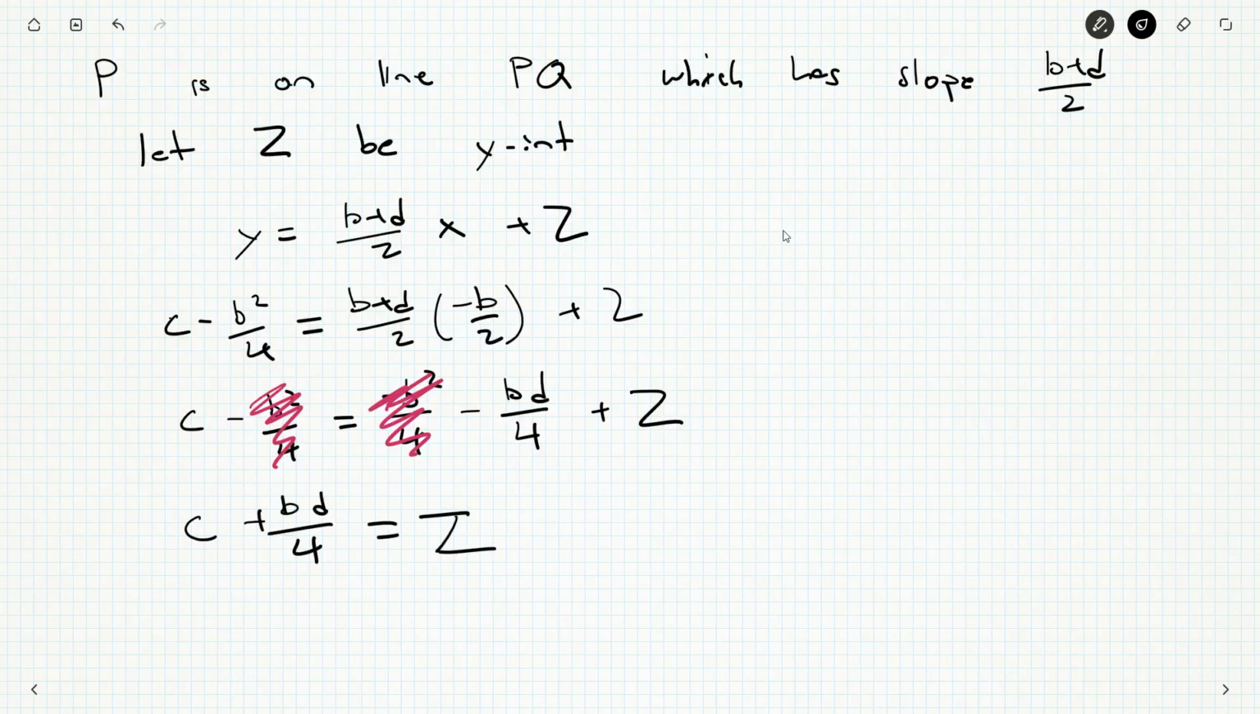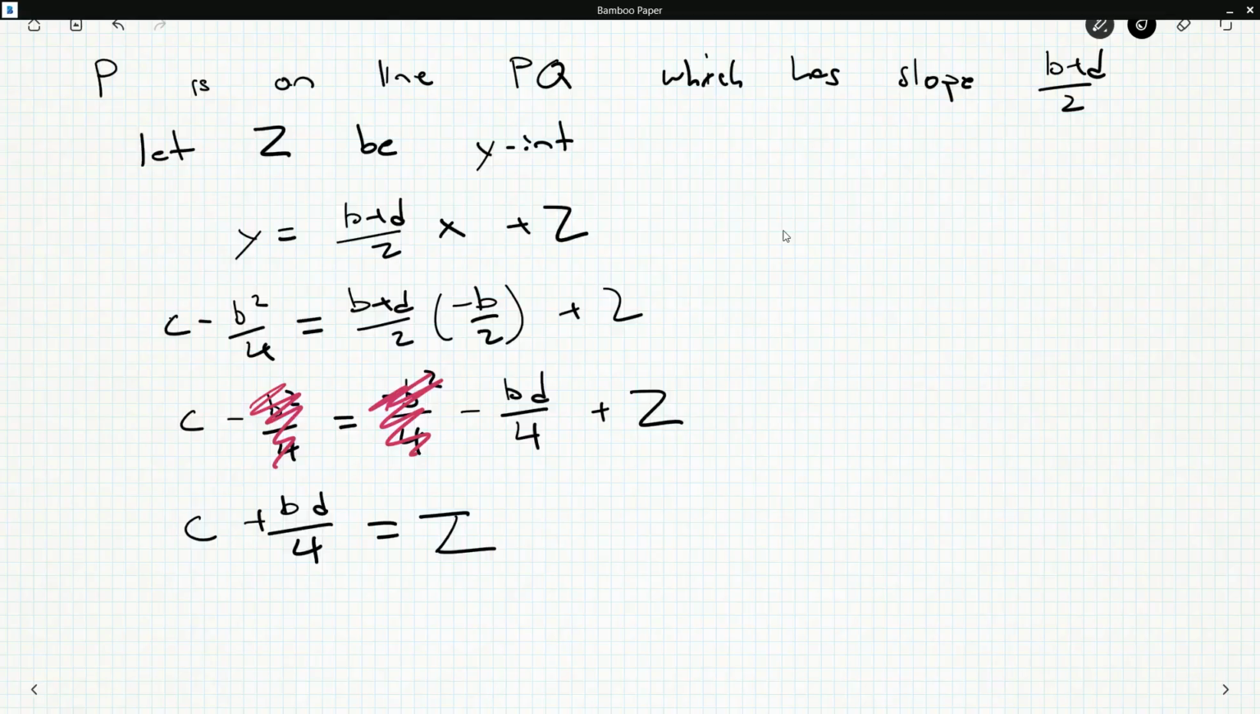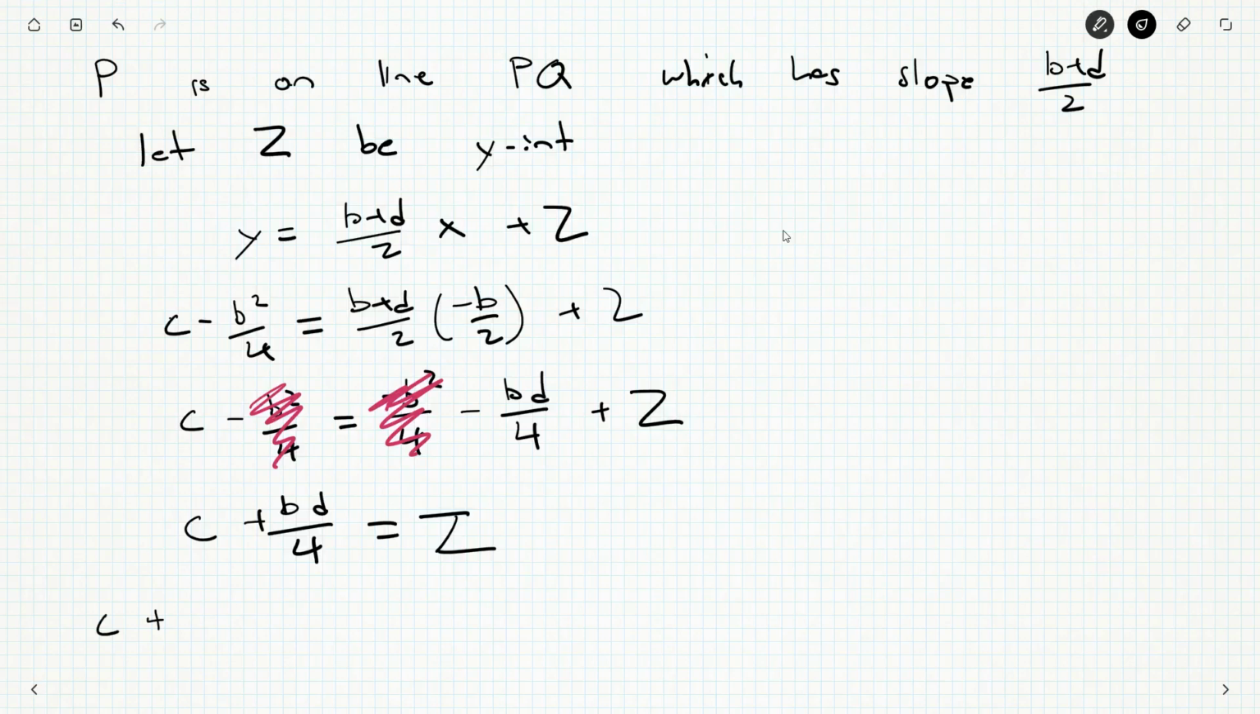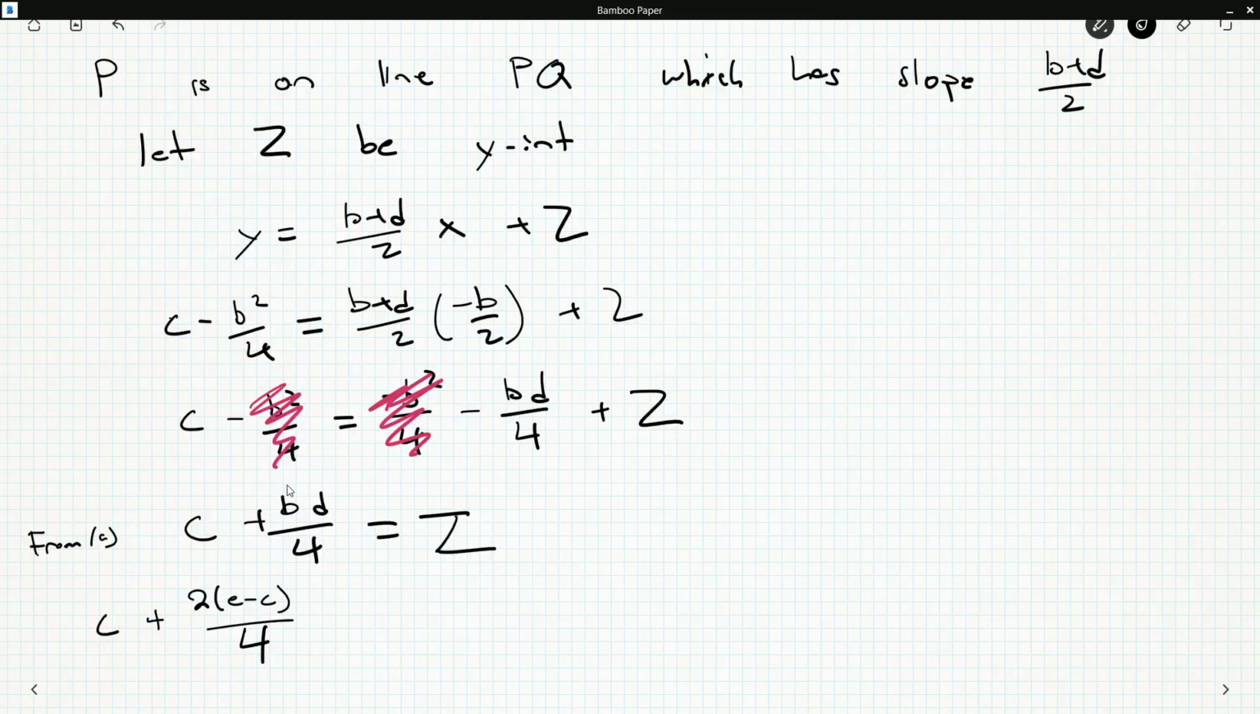So I have an expression for z, but it's not quite the expression that they're looking for. They're looking for a half c plus e. But we have a bd here, and we know from part A that we can rewrite bd as 2e minus c, and then it's still over 4 here. Right? It was 2e minus c. Yep. Okay.